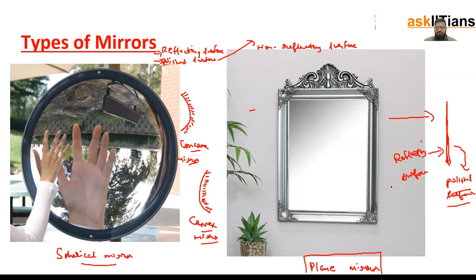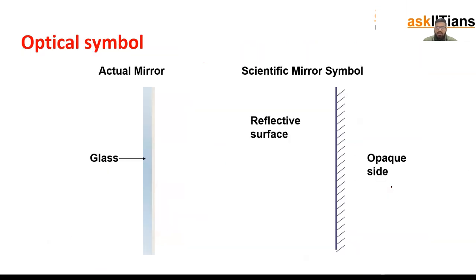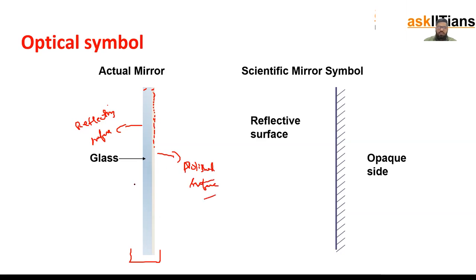What are the types of mirror? Done. Now there is a way of showing mirrors. I have already shown you. This is basically the actual mirror, on the left. This is basically glass. What you can see in the glass is one surface like this, a blue colored surface, and this one is a dark surface, if you can say. The surface present in front is the reflecting surface. And the side behind is the non-reflecting, polished surface. So this is the way of showing a mirror in real life.